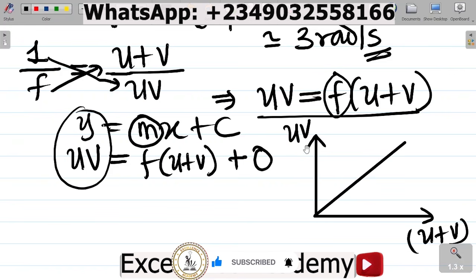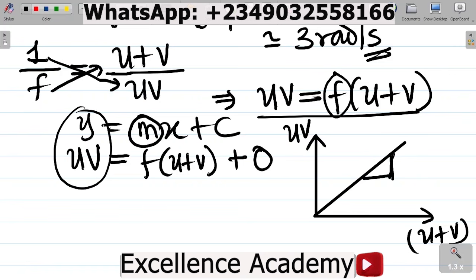So the graph of uv against u plus v, that's y against x, will give you this. And note that the slope would simply represent what there? The focal length, f. So the graph of uv against u plus v will give you a slope of the focal length.